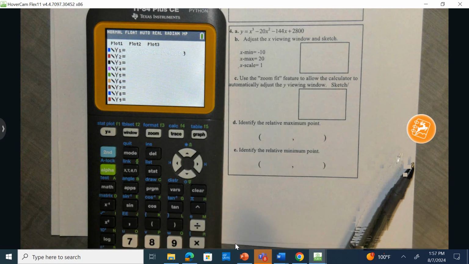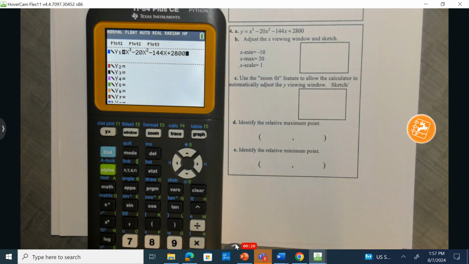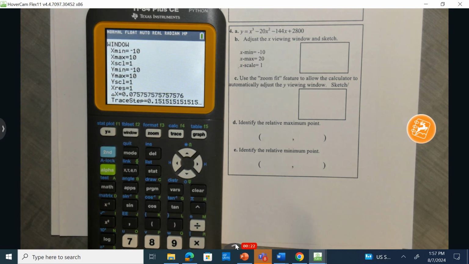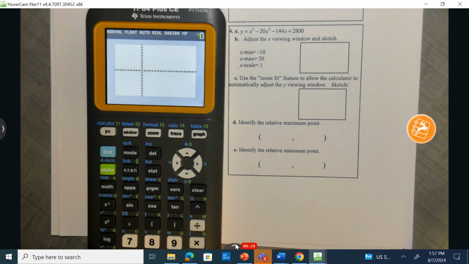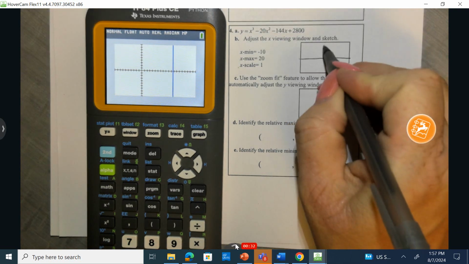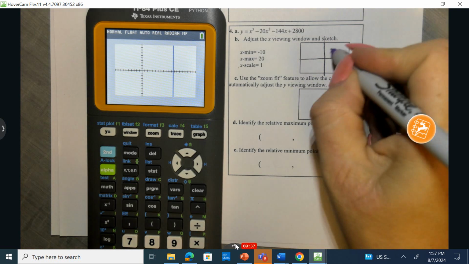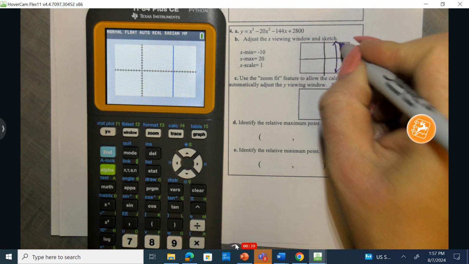So I've entered in this polynomial equation. Now it says to adjust the X viewing window and sketch. So I'm going to go up to Windows, and we're going to adjust it according to the following values: -10, +20, and 1, and I'm going to graph. And we can see just one line coming in here, and they just want us to do a rough sketch. So if I use a different color that allows it to stand out, it's just coming straight down here. That's all we see at this point.